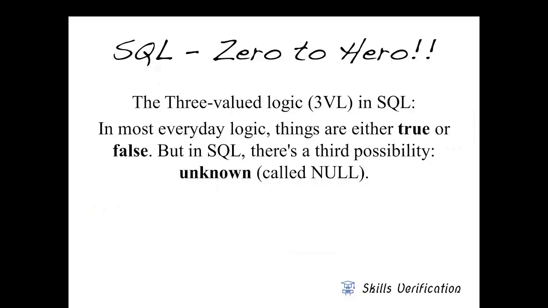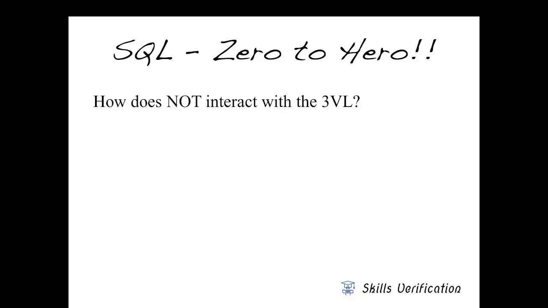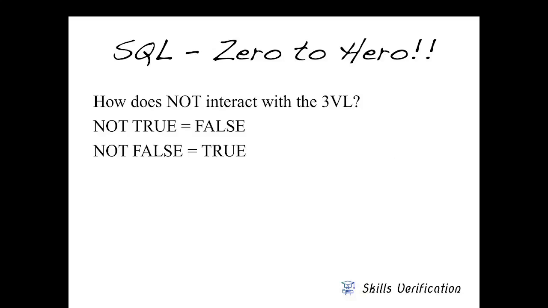In most everyday logic, things are either true or false. But in SQL, there's a third possibility. Unknown, commonly represented as null. This forms the basis of three-valued logic. How does not interact with three-valued logic? Logically, not true equals false, and not false equals true.